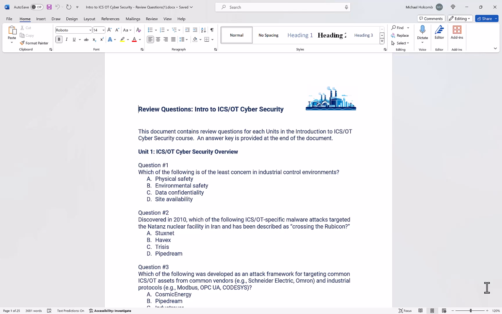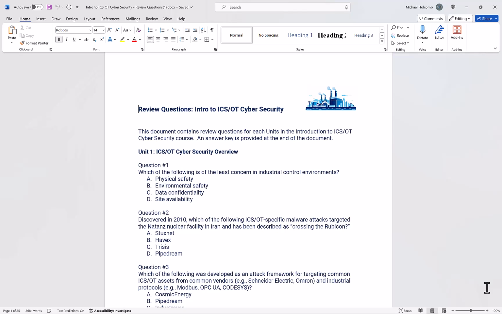It's almost the exact opposite in the OT world, where we look at, most importantly, physical safety, right? Making sure people stay safe and they go home at the end of the day. We think of environmental safety. We want to make sure that the environment where that plant is located is safe. And if I had a petrochemical facility and there was an explosion there, how would it impact the surrounding environment?